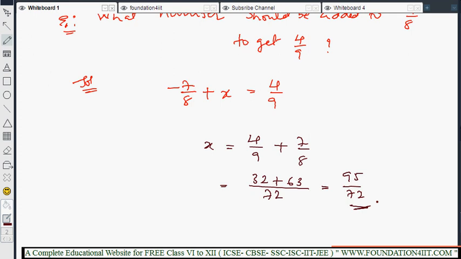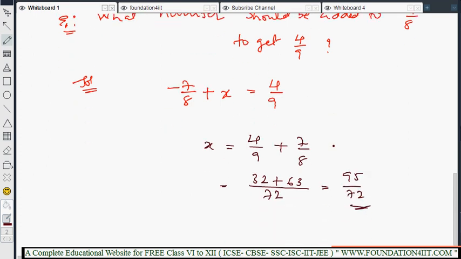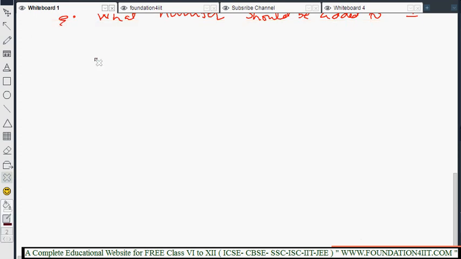Similarly, they may ask what we need to subtract to get a result. This was what we need to add. So we will get some questions on what we need to subtract also. Let us take one more question of the type what we need to subtract.